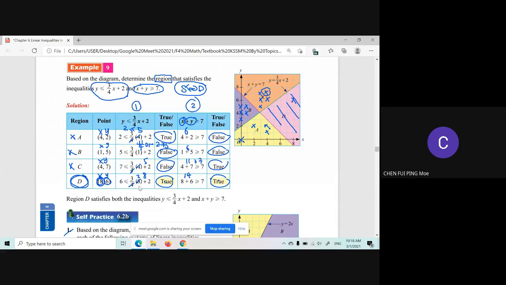This part, you key in the calculator. 3 over 4 times x plus 2. Can you get x? You press the calculator. Key in the calculator.